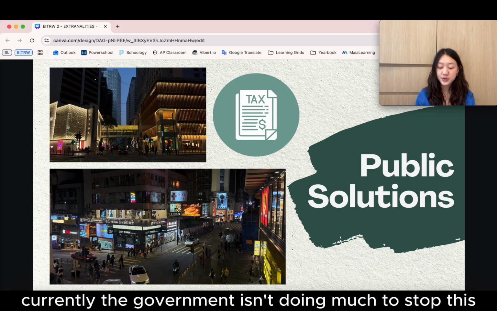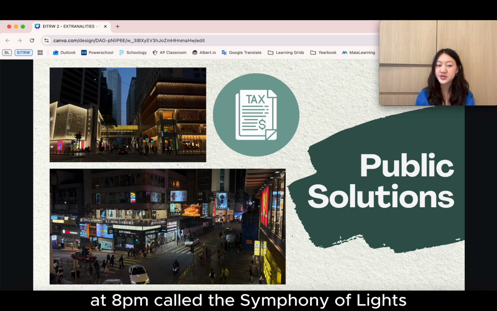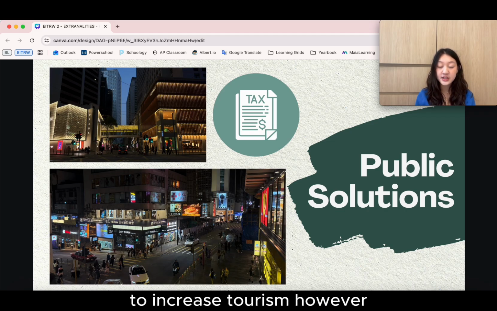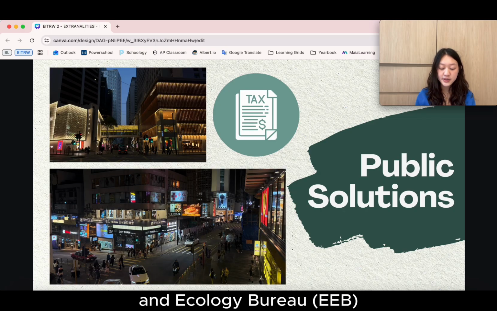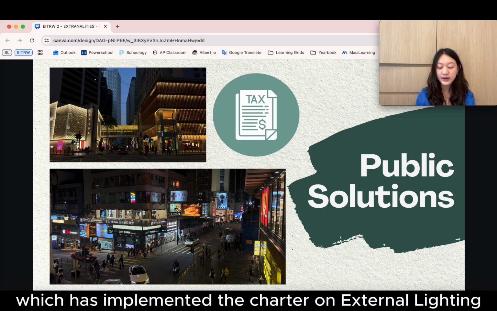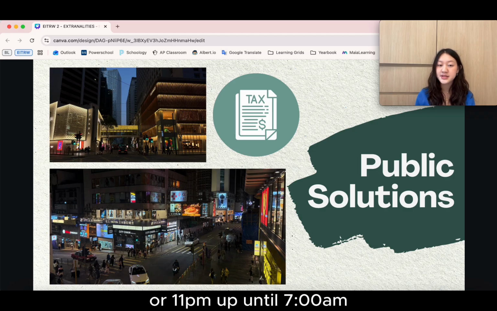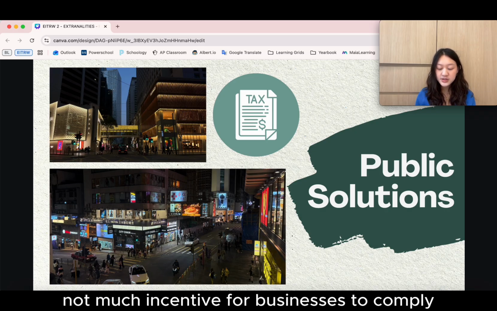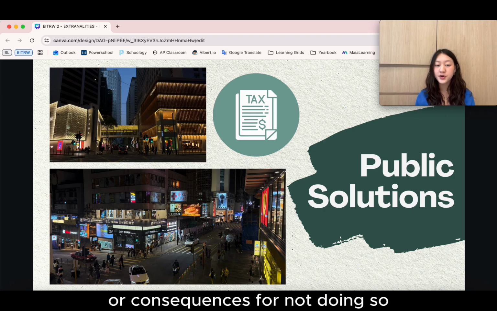Currently, the government isn't doing much to stop this, which can be seen with Central at Night, where there is even a light show every night at 8 p.m. called the Symphony of Lights, enforced by the government to increase tourism. However, they've been relying on the Environment and Ecology Bureau, EEB, which has implemented the Charter on External Lighting, a voluntary scheme asking businesses to switch off lights from 10 or 11 p.m. up until 7 a.m. But there's not much incentive for businesses to comply, as there are no negative repercussions or consequences for not doing so.